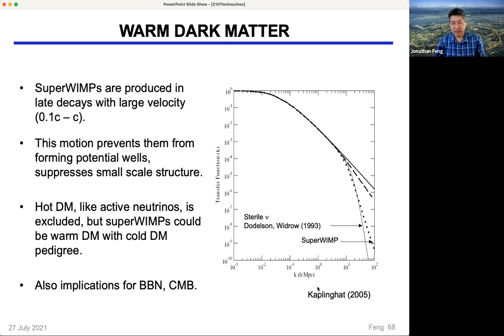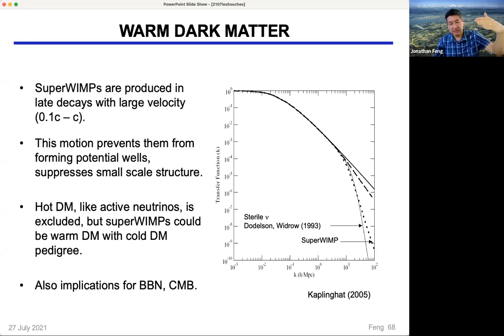And so here's a plot from Manoj Kaplinghat where you had the transfer function as a function of k, this wave number. I think probably this was discussed in Anne's lectures, but there's some power spectrum here for cold dark matter. And as an example, sterile neutrinos, which are the famous warm dark matter candidate, they kill power at small scales, which might actually be good given various problems like cuspy halos, or not enough subhalos, too big to fail, things like that. Super WIMPs do the exact same thing. They kill power at small scales. And so what I'm saying here is that this is a scenario where you just tweak the WIMP scenario just slightly.